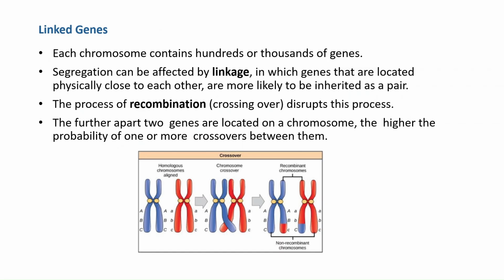Linked genes: you know that every chromosome has hundreds of thousands of genes, depends on the size. Some chromosomes are bigger than others. So when genes are physically located in the same chromosome, we say that they're linked. But remember, crossing over, also called recombination, can disrupt that process.